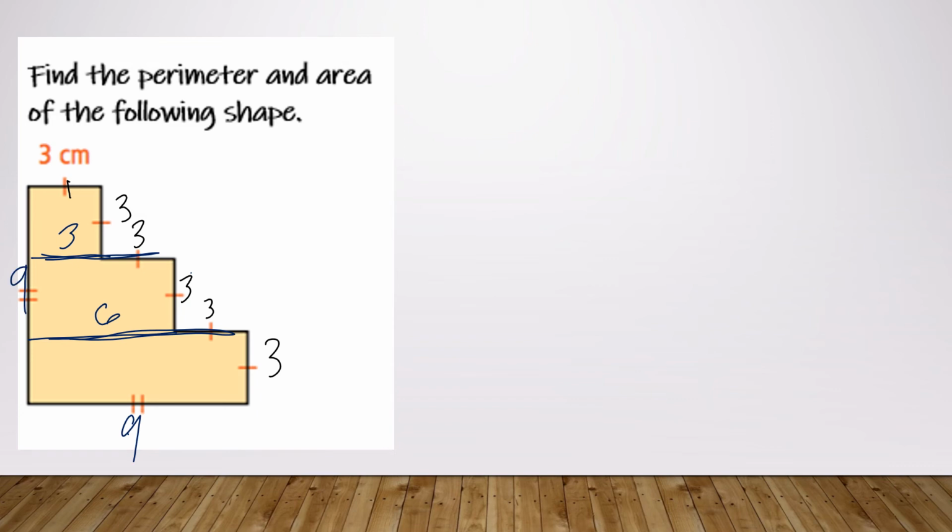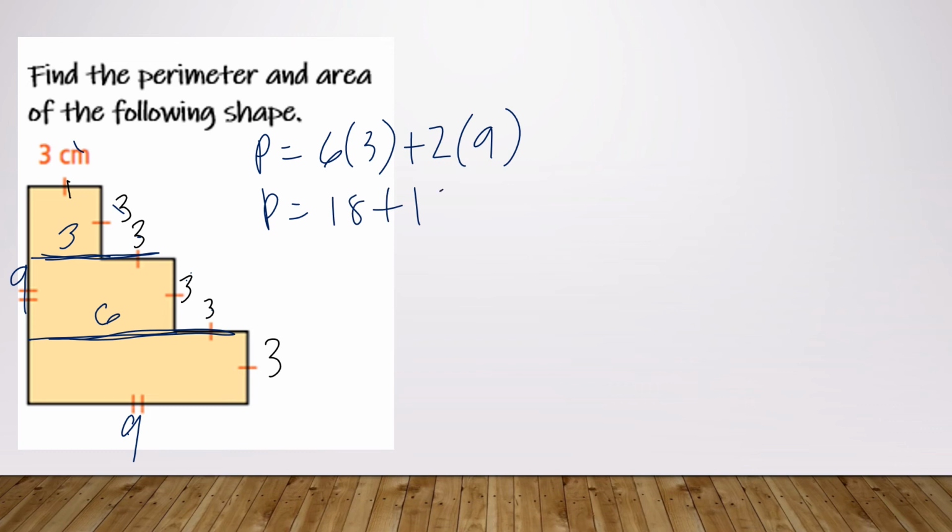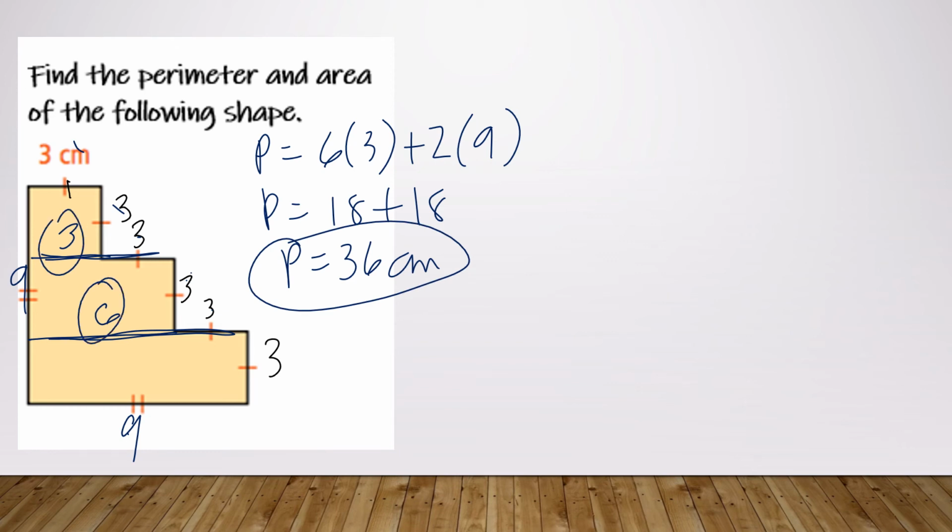So I can figure out the perimeter by just adding up all the sides. I have 1, 2, 3, 4, 5, 6 3s, and I have 2 9s. So I can just do some simple multiplication and addition there to get my final answer for the perimeter, which would be 36 centimeters. You do not want to add up the 3 and the 6 that are inside, because the perimeter is always on the outside.